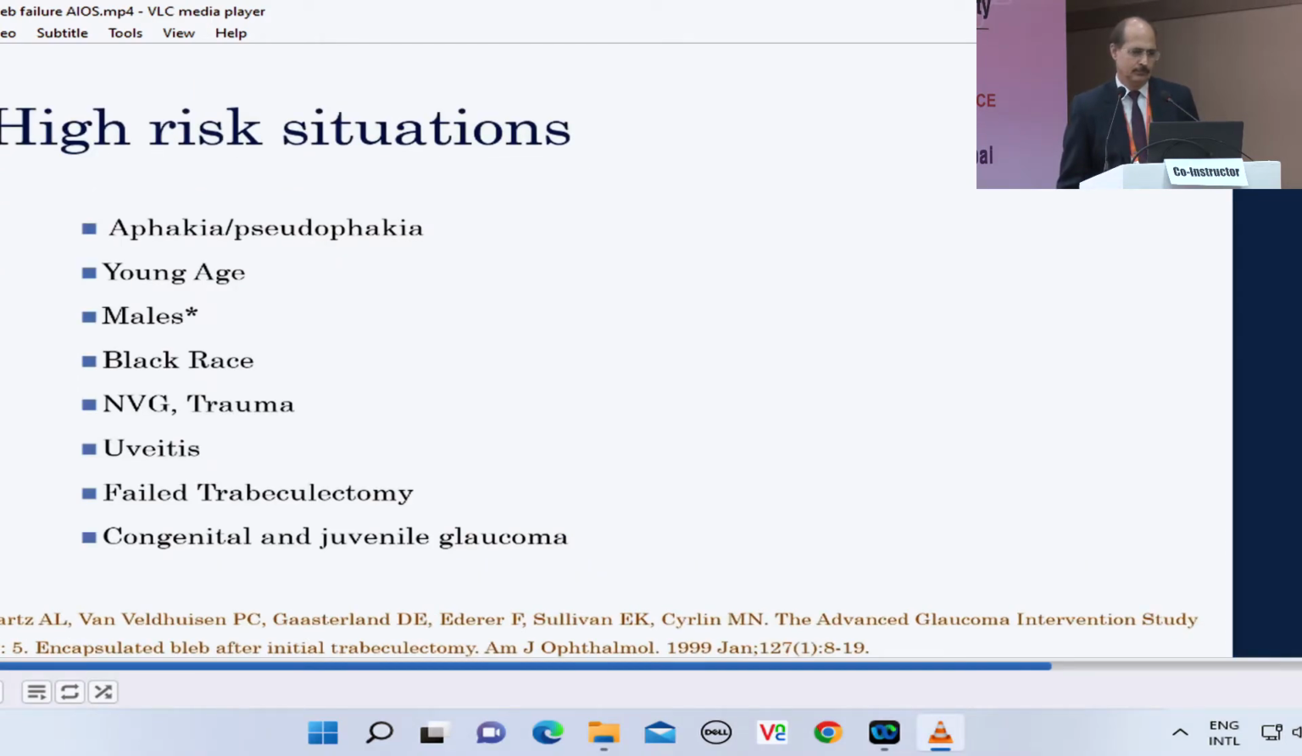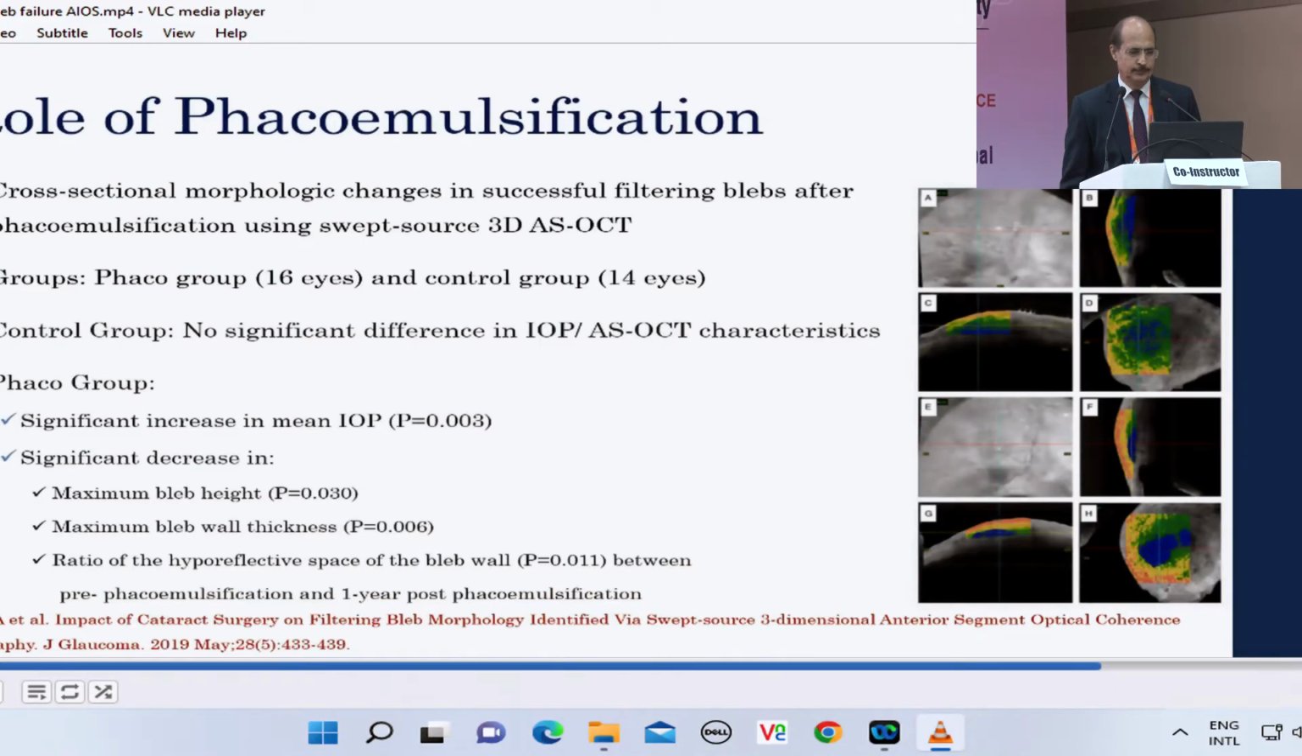Now coming on to some clinical high-risk scenarios which predispose patients to bleb failure. These are aphakia, pseudophakia, young age, males, black race, neovascular glaucoma, trauma, uveitis, failed trabeculectomy, congenital and juvenile glaucoma, which all predispose to bleb failure.